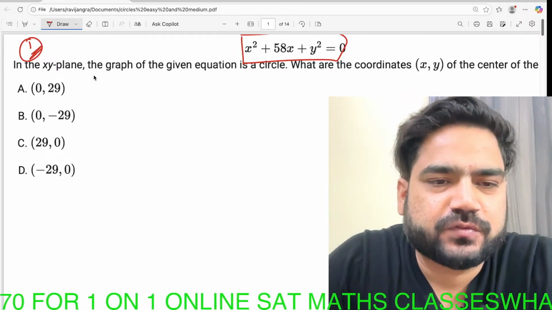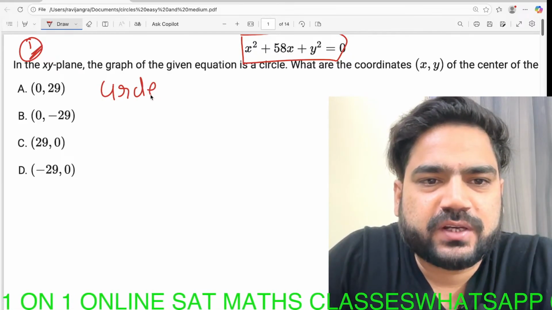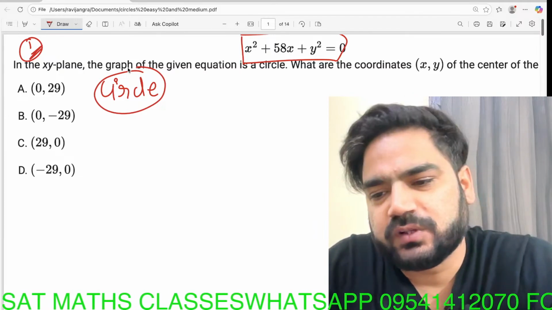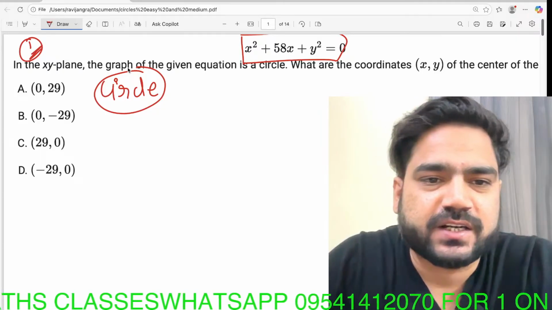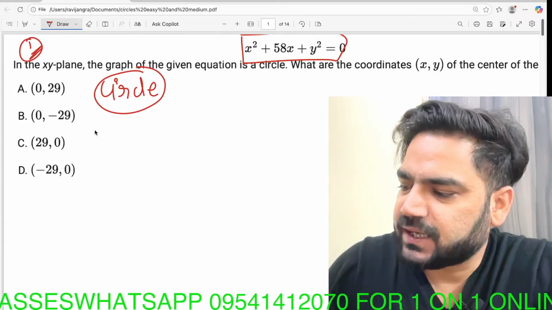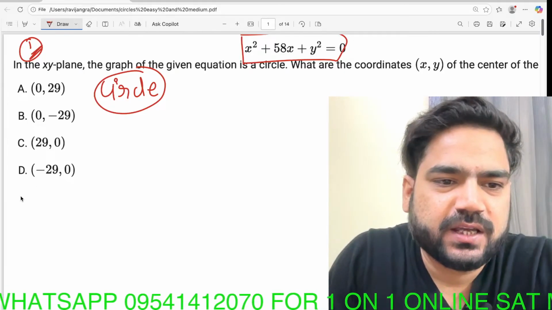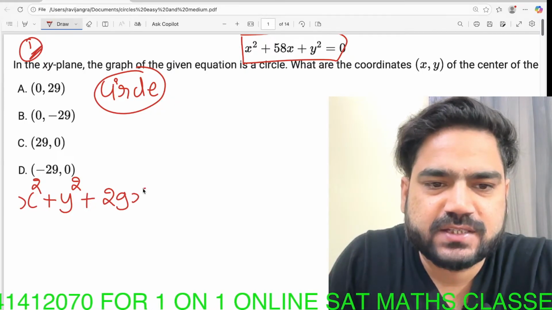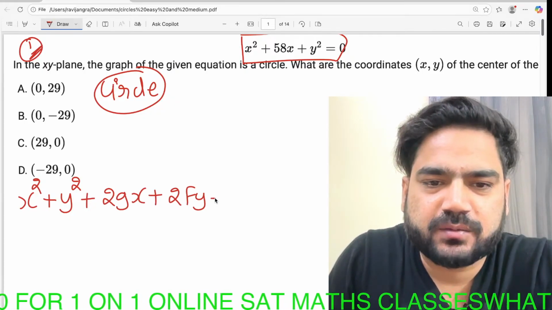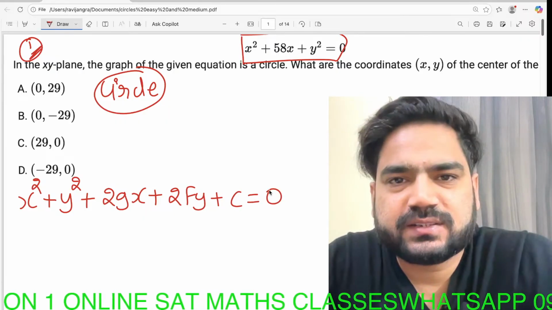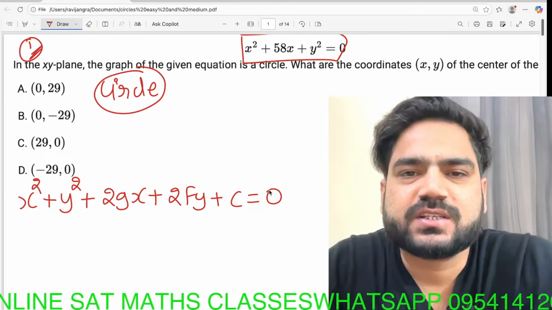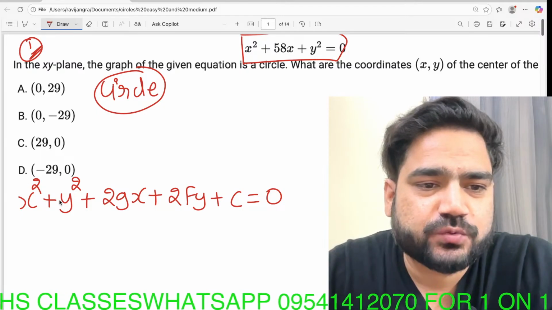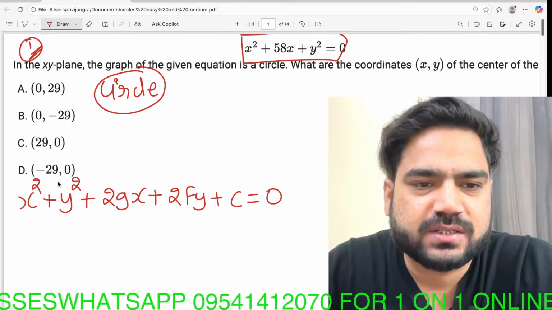Let me first tell you, in circles we have a standard form that we need to remember, and this standard form will solve a lot of questions. So how to write the standard form of a circle? The standard form of a circle is x square plus y square plus 2gx plus 2fy plus c is equal to 0. So this is the equation of a circle in standard form, or you can say general form. First and the most important thing is that the coefficient of x square and y square should be 1, and here you can see they are 1.